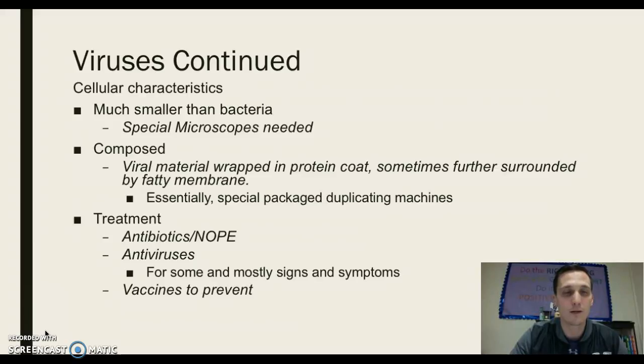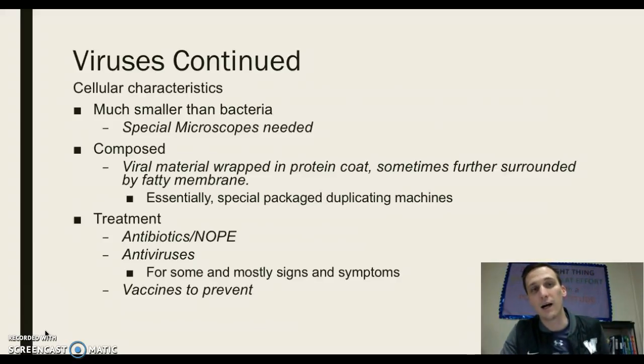Treatment, well, antibiotics, nope, not going to work. There are some antivirals for different viral infections out there, but not for all. And mostly for virus, you're looking at things that are going to help with the signs and symptoms. It's not actually killing the virus, it's making you feel better. But the virus is still there, you're still contagious. There are vaccines to prevent contracting a virus or becoming infected with a virus, but again, you must have the vaccine prior to becoming infected.